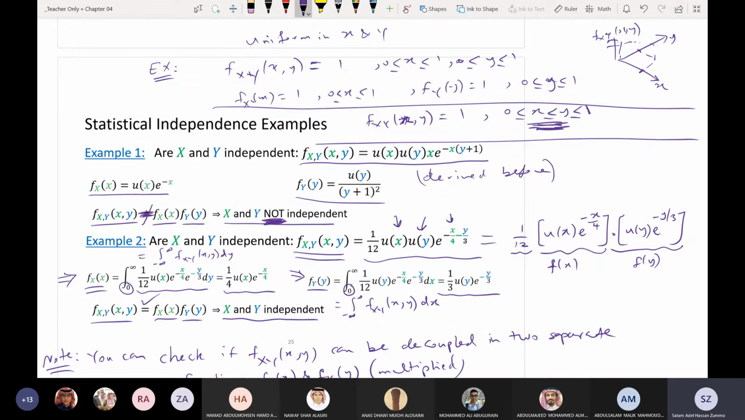Now I cannot separate. I cannot decouple. And you can see that x and y are not independent. Clear, right? Because in the definition, x is always less than or equal to y. They are not independent in this particular example, because I wasn't able to decouple the joint PDF. So this is another example.